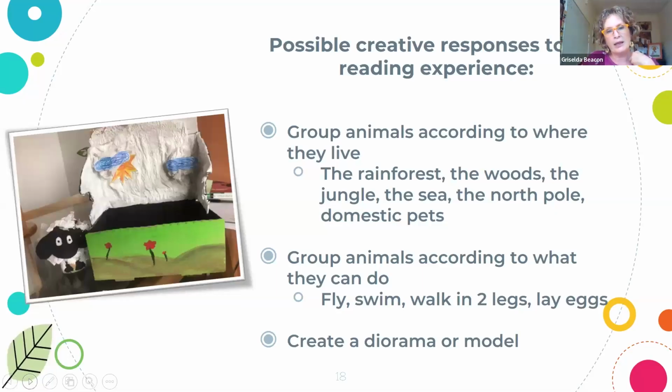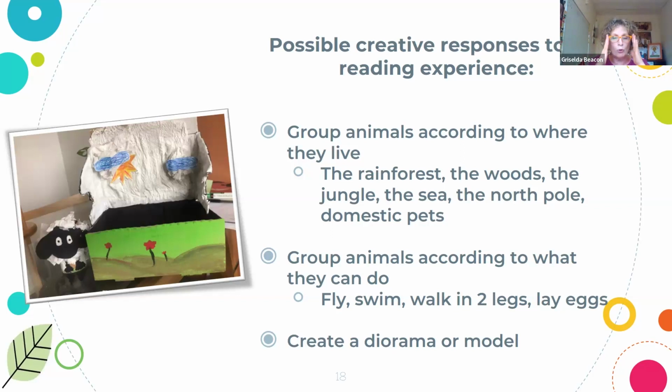In this case, the activities could be, for example, creating small dioramas or models for an animal they like, so they can create the context where the animal lives. So they choose the animal and they create the diorama. This can be individual, pair work, or group work, as you prefer. And it can be an interesting language activity in which we develop critical thinking skills and cognitive thinking skills by grouping animals according to where they live, right? The rainforest, the woods, the jungle, the sea, the North Pole, domestic pets, etc.